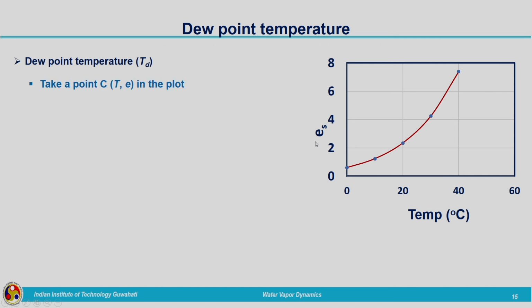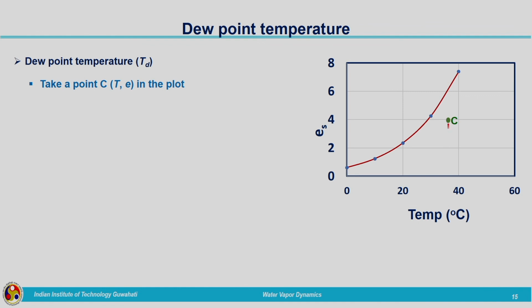Now we are going to take a point C on the plot. You should remember that the equation given by the exponential relationship is valid on this particular curve. It is not valid anywhere else. The point C is considered on the plot. Corresponding to this point, what will be the temperature and what will be the vapor pressure? Looking at this point C, we will drop a perpendicular to the x axis. So, we will get the temperature corresponding to this point C on the plot.